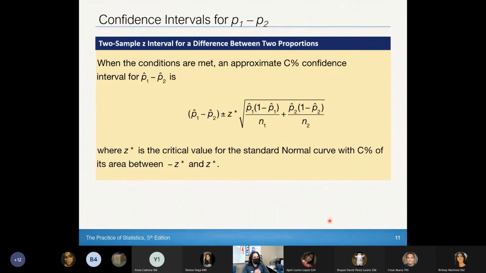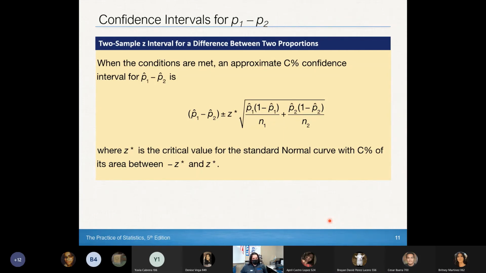So we have our two-sample Z interval for a difference between two proportions. This is the inference method in this chapter for proportions. When the conditions are met, an approximate C% confidence interval for P1 minus P2 is P hat 1 minus P hat 2 plus or minus Z star times the standard error, the square root of P hat 1 times 1 minus P hat 1 divided by N1 plus P hat 2 times 1 minus P hat 2 divided by N2, where Z star is the critical value for the standard normal curve with C% of its area between negative Z star and Z star.